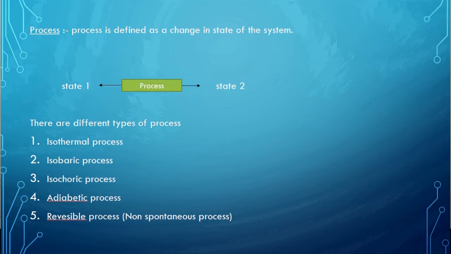The process is defined as the change in state of the system. Suppose the system is present at state 1. If it goes to state 2, it is called a process. There are different types of process. Number 1 is isothermal process. Number 2, isobaric process. Number 3, isochoric process. Number 4, adiabatic process. And number 5 is reversible process.